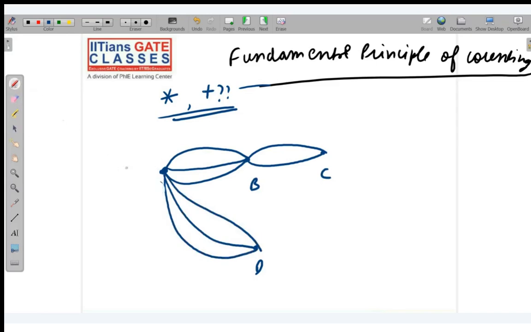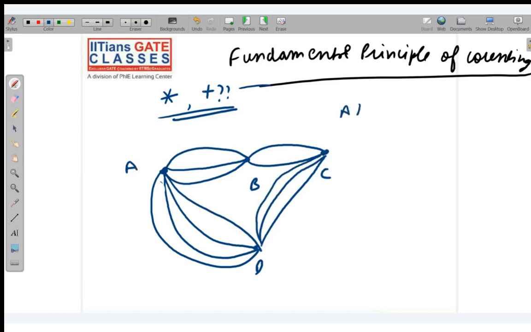Okay? From A to D, we have 4 ways. And from D to C, we have say 3 ways, like this. So now I want to ask a question. How many ways to reach from A to C? A to C, how many ways? So what is the answer?